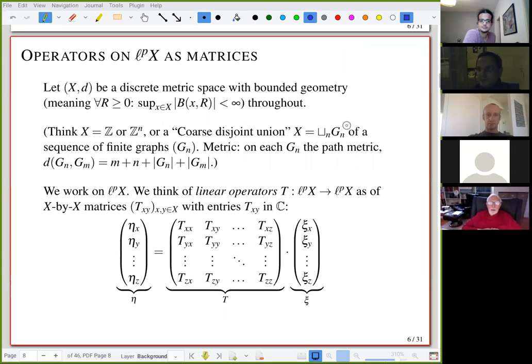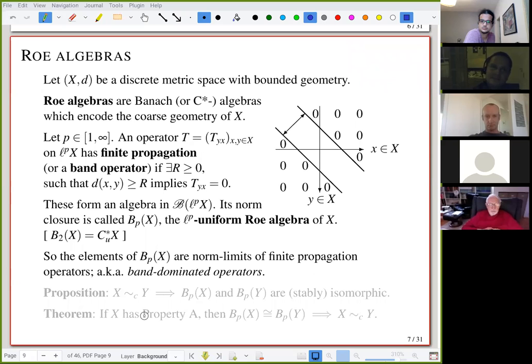Okay. So we will work on LP or L2 of X. And this is silly in this kind of seminar. We think of operators on L2 or LP as matrices with entries, well, here in complex numbers. And this is just how it works, right? This is my vector in LP. That's my operator T, represented as a matrix, and that's the result. So there's nothing important here. Oh, well, nothing deep in that slide. So here we define row algebras.